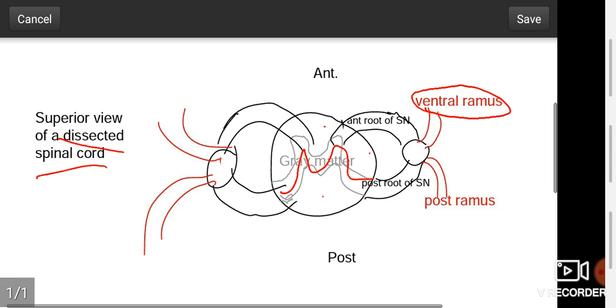From this gray matter, first of all, gray matter has a ventral horn and posterior horn. From this ventral horn, one anterior root of the spinal nerve, and a posterior root of the spinal nerve from the posterior horn, are arising, and then they make a ganglion. From this ganglion, which is also the collection of cell bodies, a ramus, which is posterior ramus, and the other is ventral ramus, are arising.